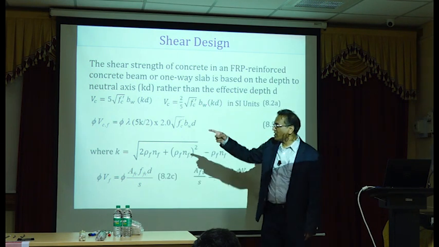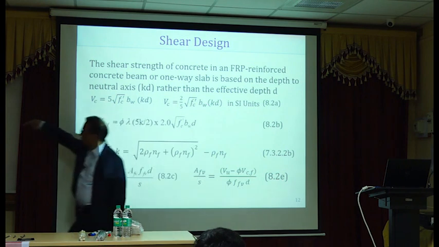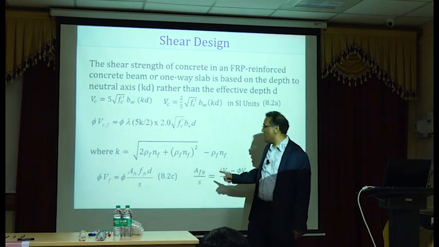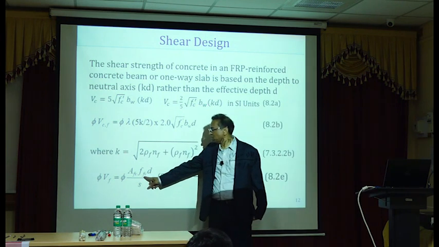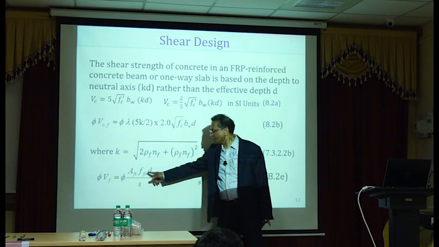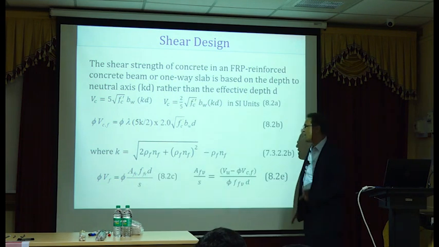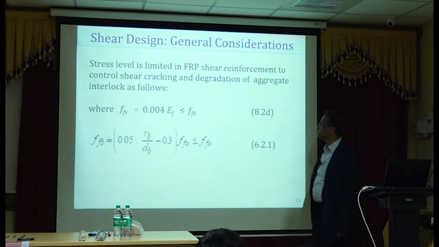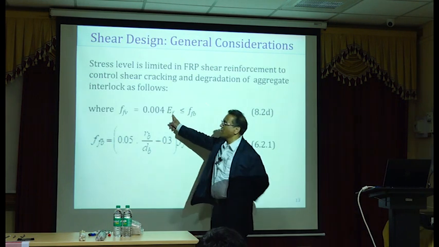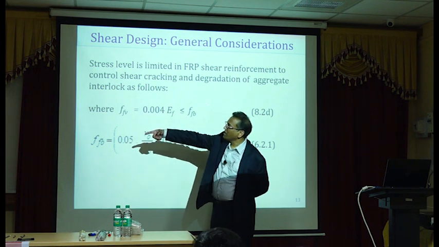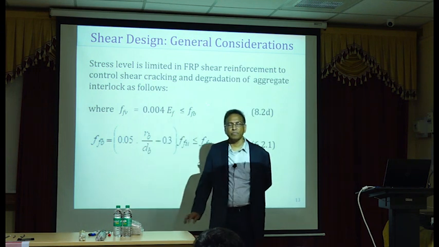That's where we'll come back to this. We'll come back to this in a minute. Here it is F subscript FV. Okay, very important. It will make a big difference. And what is F subscript FV? It is equal to 0.004 EF. 0.004 EF is 160 MPa.